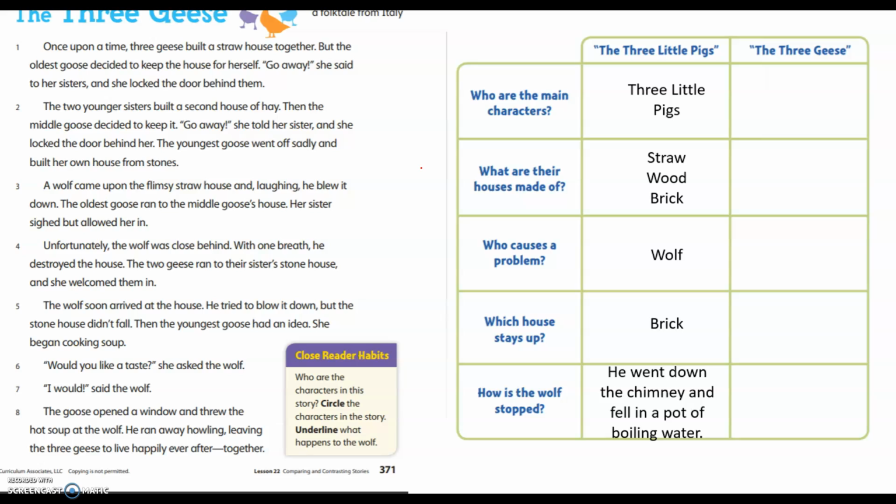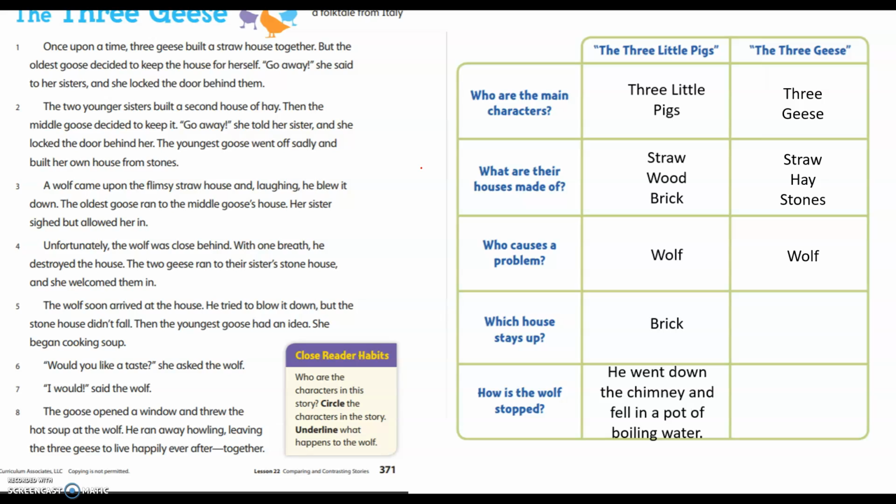Who are the main characters in The Three Geese? You should have said the three geese are the main characters. What are the three geese's houses made out of? They're made out of straw, hay, and stones. Who causes the problem for the three geese? Just like the three little pigs, we have the wolf.